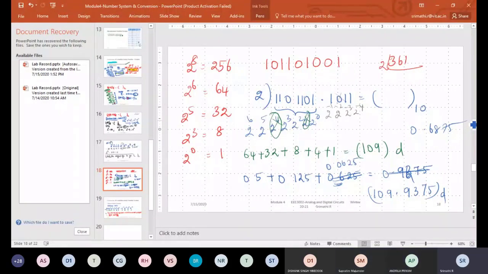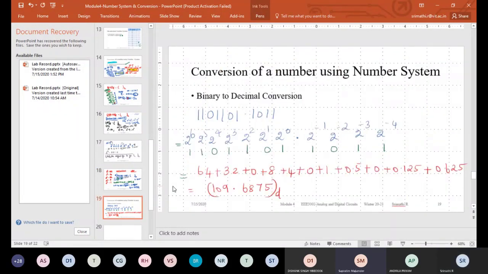Okay. So this is by using your weighted method. You know how to convert this, right? That is what we have done here. 109.6875. Okay.